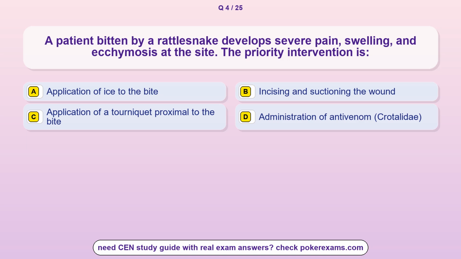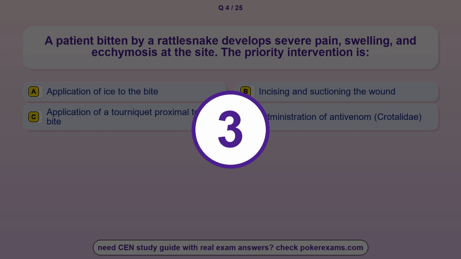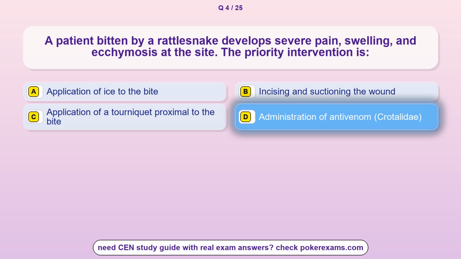Question 4. A patient bitten by a rattlesnake develops severe pain, swelling, and ecchymosis at the site. The priority intervention is: Option A, application of ice to the bite. Option B, incising and suctioning the wound. Option C, application of a tourniquet proximal to the bite. Option D, administration of antivenom, crotalidae. The correct answer is option D, administration of antivenom, crotalidae.